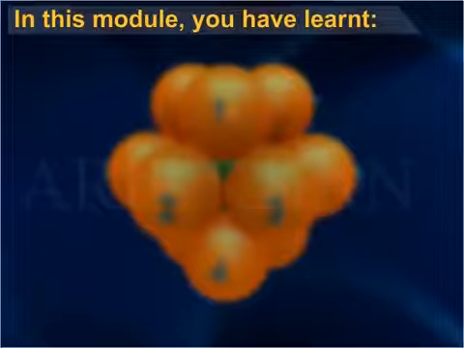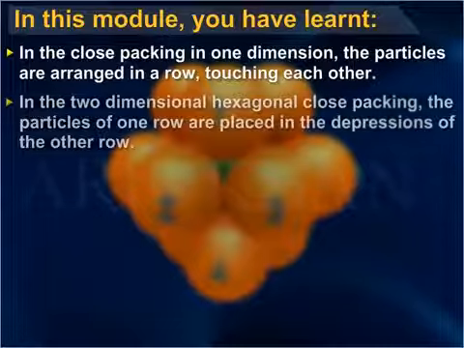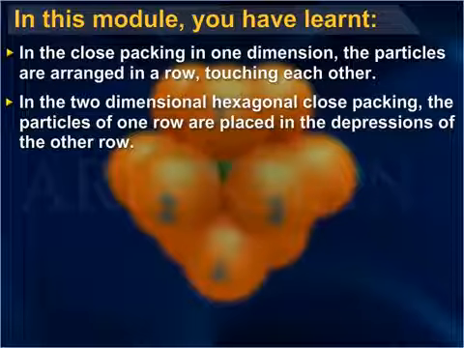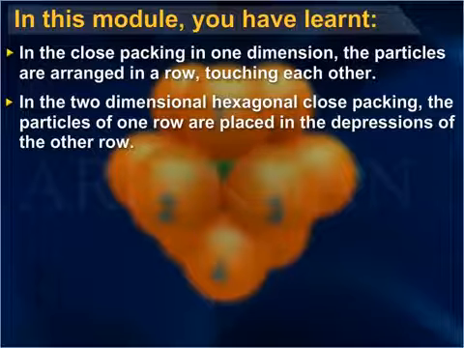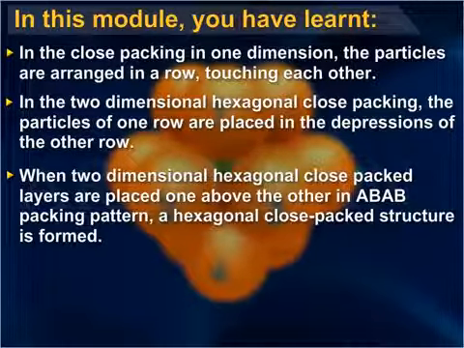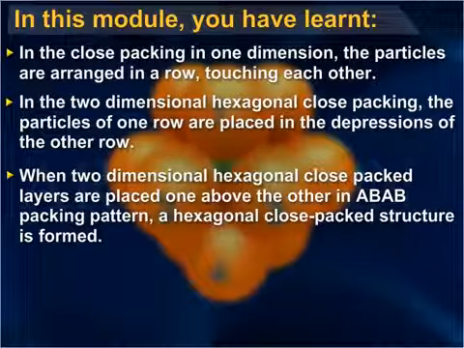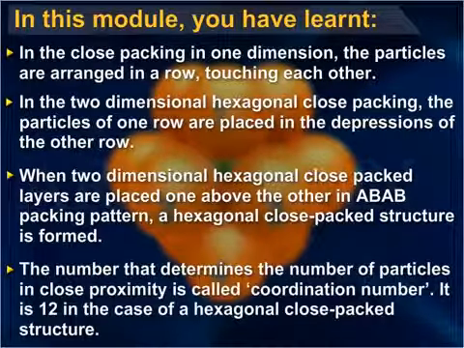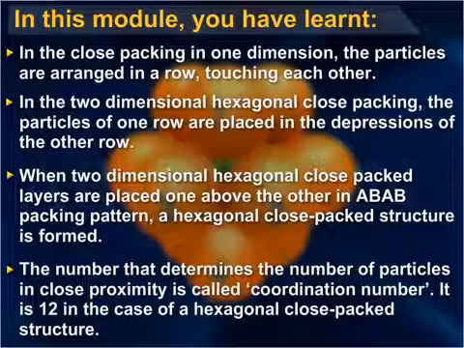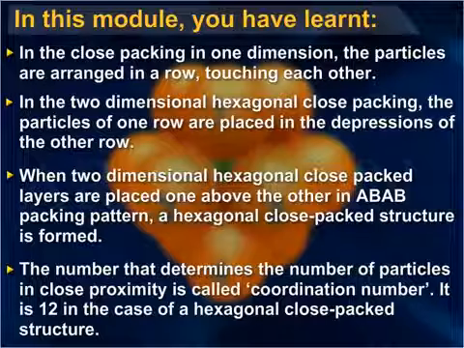In this module, you have learnt, in the close packing in one dimension, the particles are arranged in a row touching each other. In the two-dimensional hexagonal close packing, the particles of one row are placed in the depressions of the other row. When two-dimensional hexagonal close pack layers are placed one above the other in AB-AB packing pattern, a hexagonal close pack structure is formed. The number that determines the number of particles in close proximity is called coordination number. It is 12 in the case of a hexagonal close-packed structure.